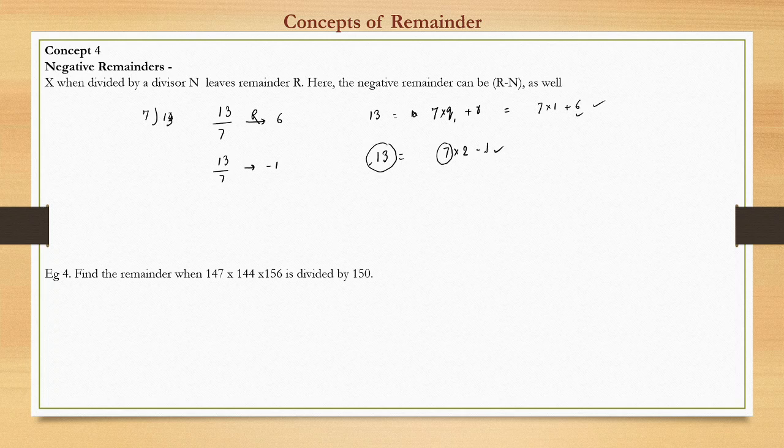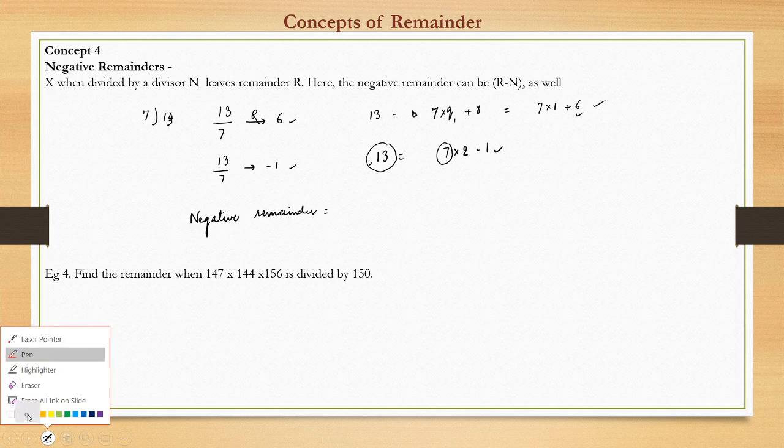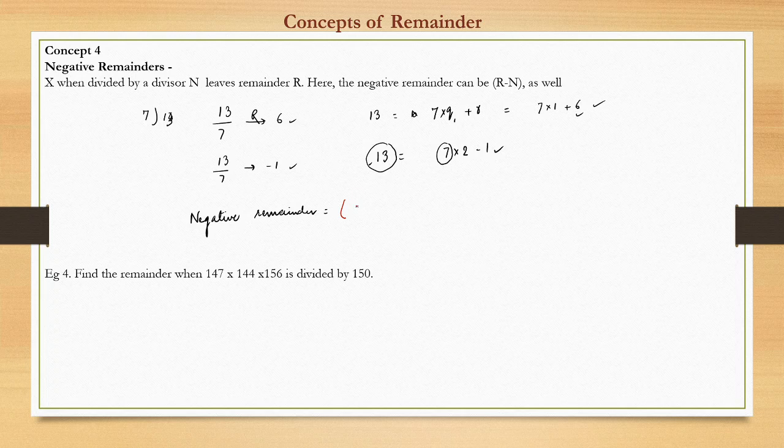So this 6 is a positive remainder and minus 1 is a negative remainder. How to get the negative remainder? The negative remainder would be nothing but the positive remainder, which is r, minus the divisor, which is n. Here the positive remainder is 6, minus 7, which is minus 1.